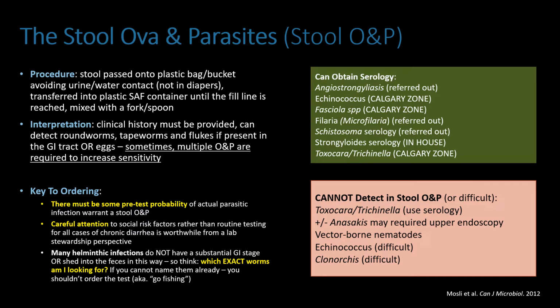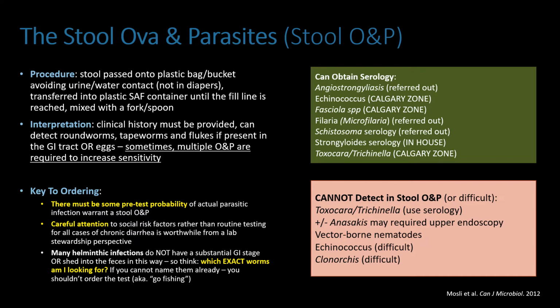The stool ova and parasite, or O&P, is the most commonly used technique to look for helminths and GI protozoa, which involves the collection of a stool sample with smear and microscopy, observing for frank worms, ova, or cysts if visible. As you can imagine, the sensitivity is increased by multiple specimens, so if you have good reason to suspect a helminthic infection, multiple stool samples are justified.